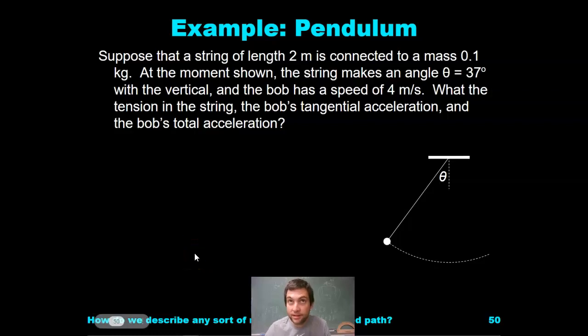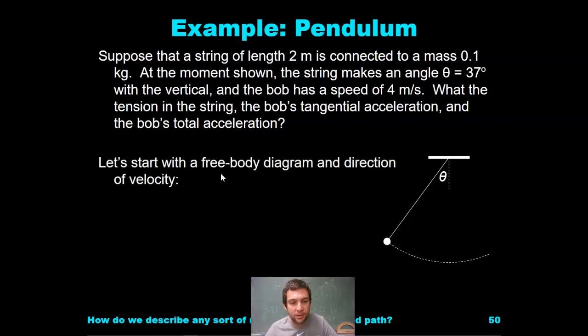Here's an example of a pendulum. If we've got a string that's length 2 meters connected to a mass of 0.1 kilograms, at the moment shown, the string makes an angle theta equals 37 degrees with the vertical, and the bob has a speed of 4 meters per second. What is the tension in the string, the bob's tangential acceleration, and the bob's total acceleration?